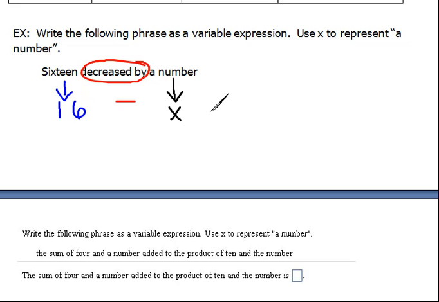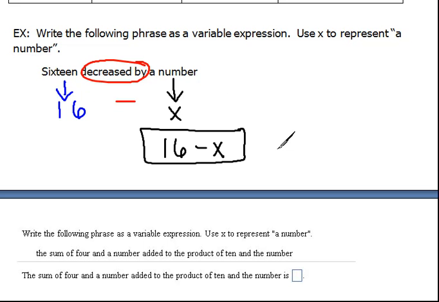We don't know what the number is, so we're going to let x be our placeholder for that. Remember, variables hold the place of a number. You could have called it n or y or anything you wanted to, but because the directions specifically said to use x to represent a number, that's what we did. So "16 decreased by a number," written in standard English words, we change to 16 minus x in mathematical symbols.